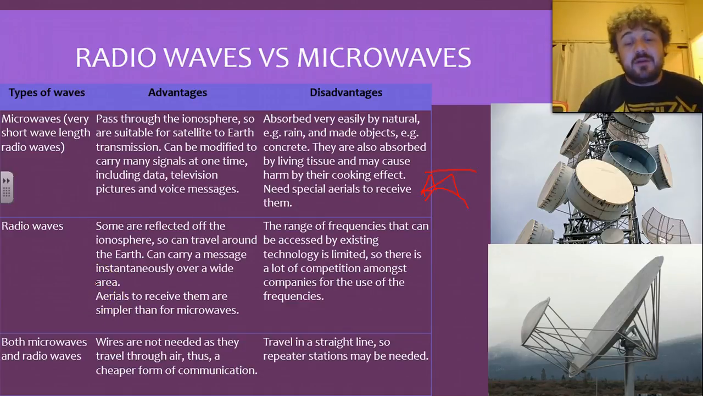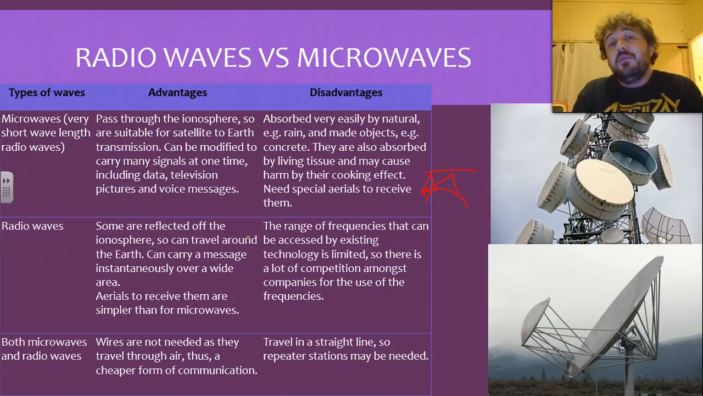So if we want to compare them as well, both microwaves and radio waves, well, we'll look at the advantages first. And wires aren't needed. They travel through the air for both of them. So long distance travel and cheap travel. Like, there's no expensive cables being laid down. That's the advantage. The disadvantage for both is that they travel in a straight line. Now, this can be an advantage because it's predictable, but it means that we need repeater stations. Okay, so to go around things or over mountains, etc. We'll need repeater stations.